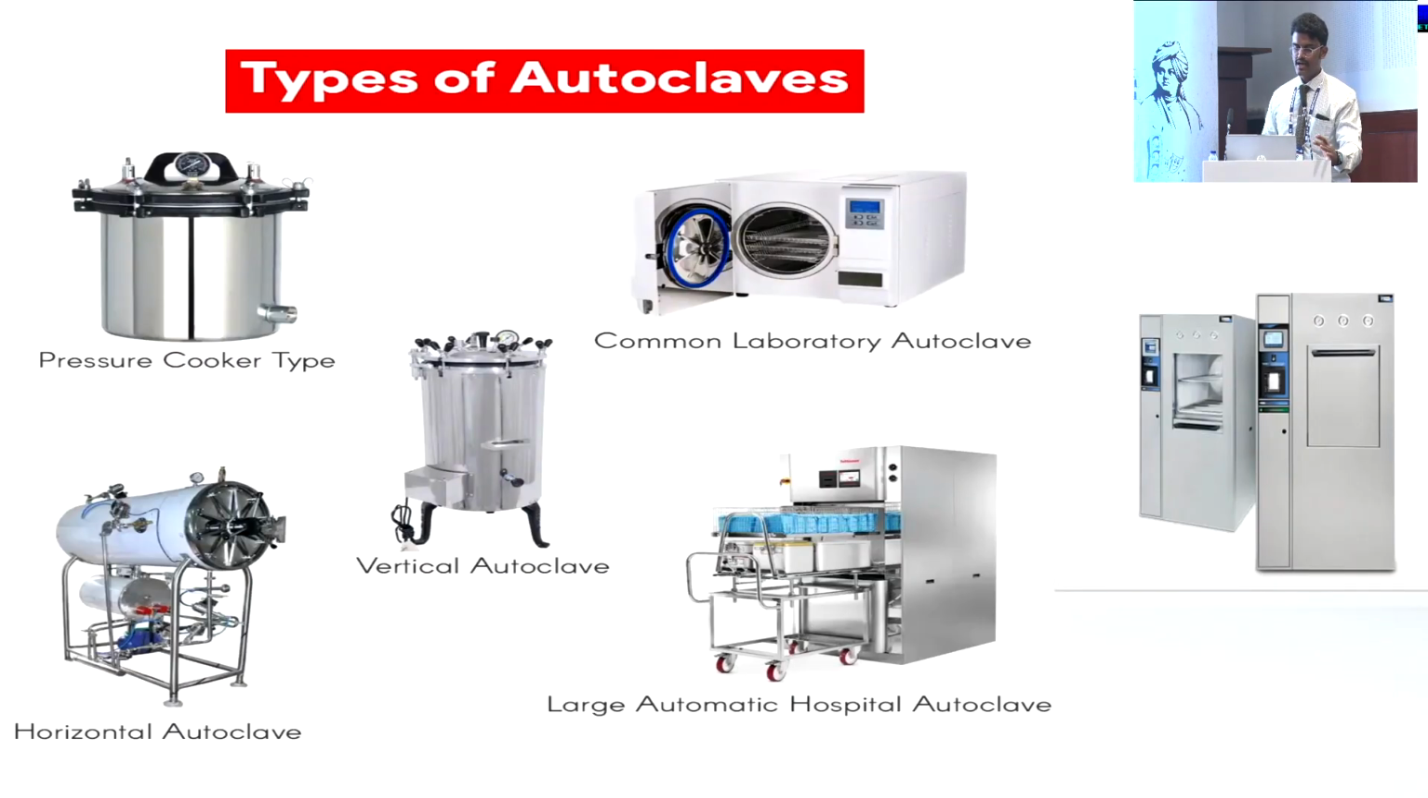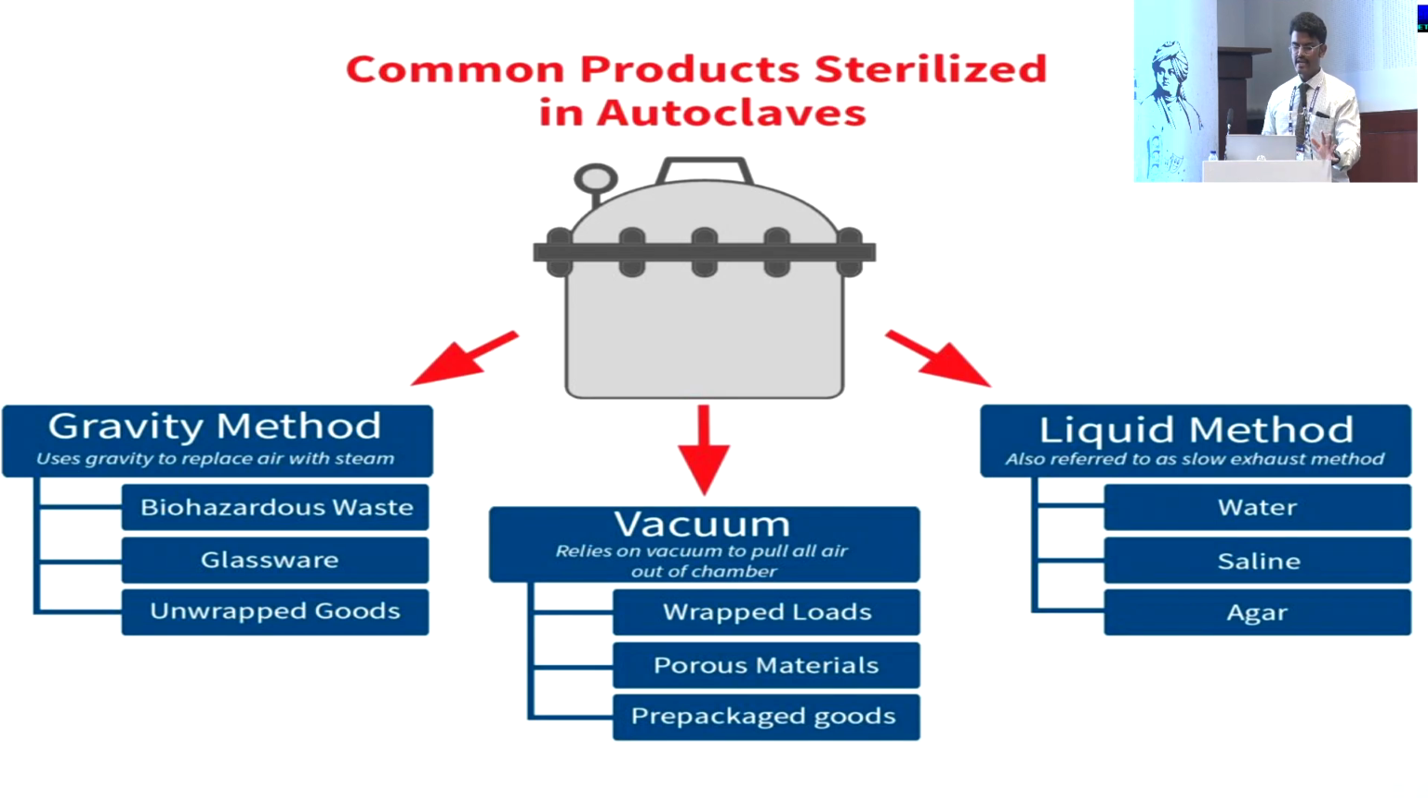So now coming to the heart of our topic, the different types of autoclaves. As you can see, they come in all shapes and sizes. So what is suitable for us and how do we go about choosing them is what we're going to talk about. So broadly dividing them, we have three different methods, and the most common ones are the vacuum and the gravity method.